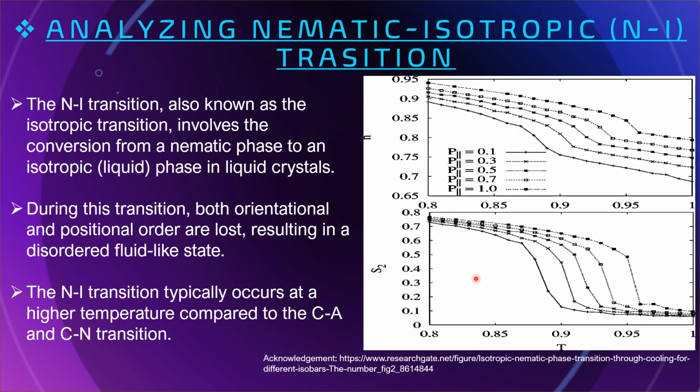From this graph, we can see the isotropic-nematic phase transition through cooling for different isobars. The number density n, you can see here n, and the nematic order parameter S2 are plotted versus the temperature T for different pressures.